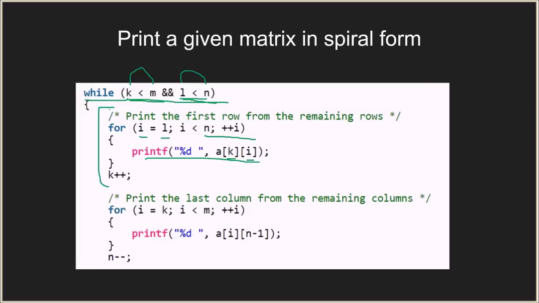Once we have printed the first row, we'll increment the value of k so that we in effect reduce the size of the array. And next time we come here, the value of k will not be 0, it will actually be 1.